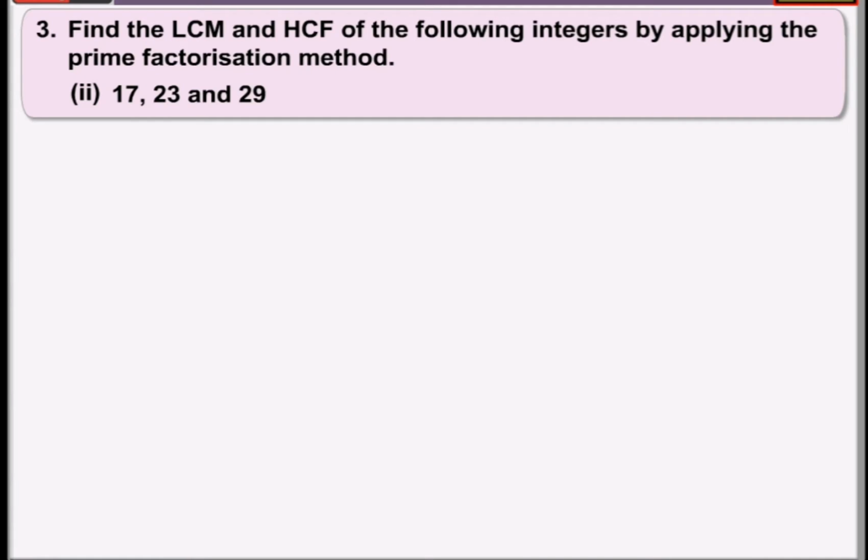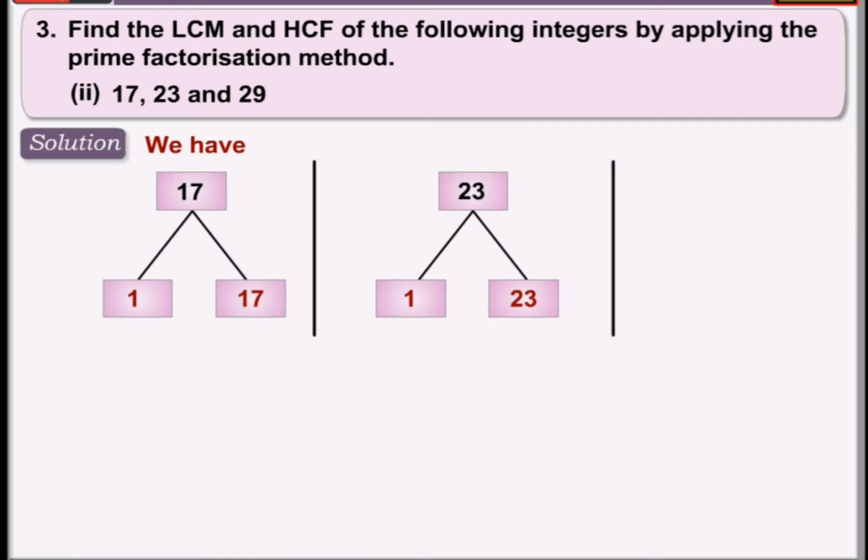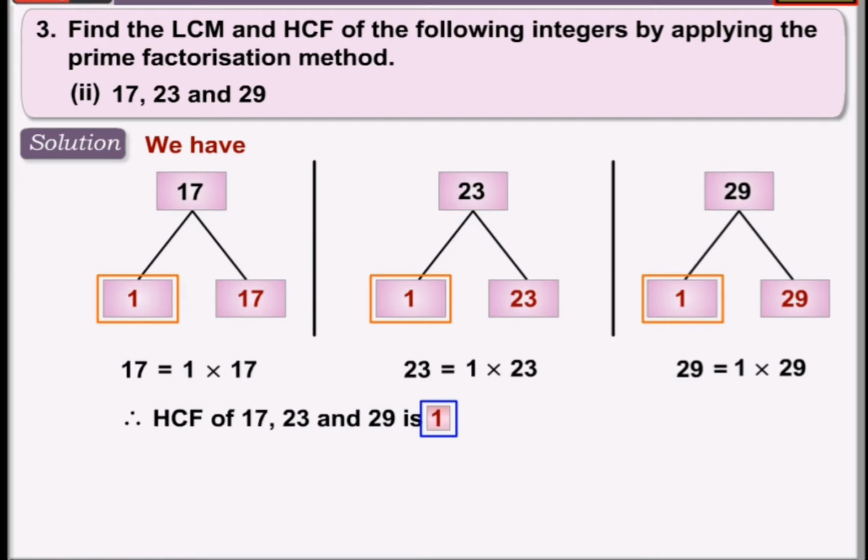Number 2: 17, 23 and 29. Solution. Here we have factors of 17 are 1 into 17. Factors of 23, 1 into 23. Factors of 29, 1 into 29. HCF of 17, 23 and 29 is 1.